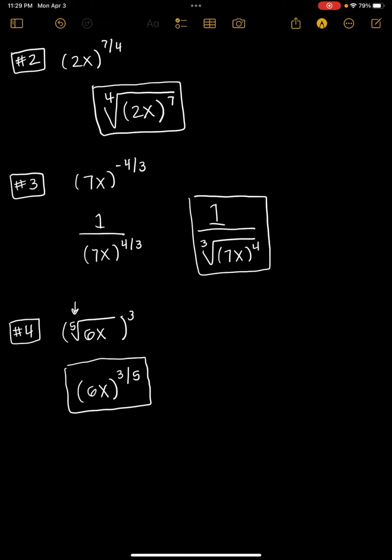Two really small things. If I don't have a number right here in that root, there's a little imaginary 2 right there. So we would wrap around a 2. And then if I don't have an exponent right here, then it's a 1. It's a little imaginary 1. So for example, if I have the square root of x, there's a little imaginary 2 right here and a little imaginary 1 right here. That would be the same thing as x to the power of 1/2. And there we go. That's how to convert between exponential and radical forms.